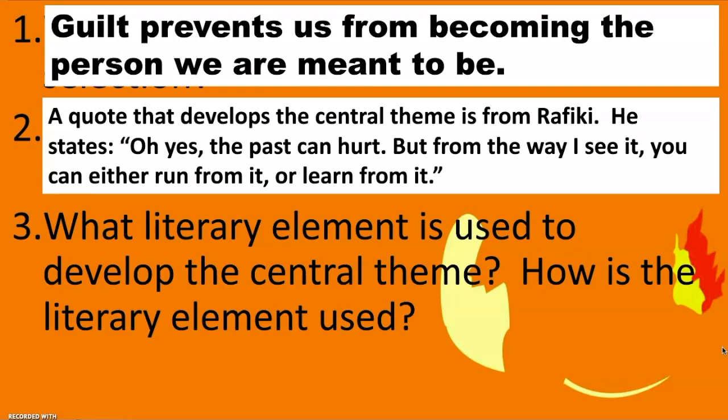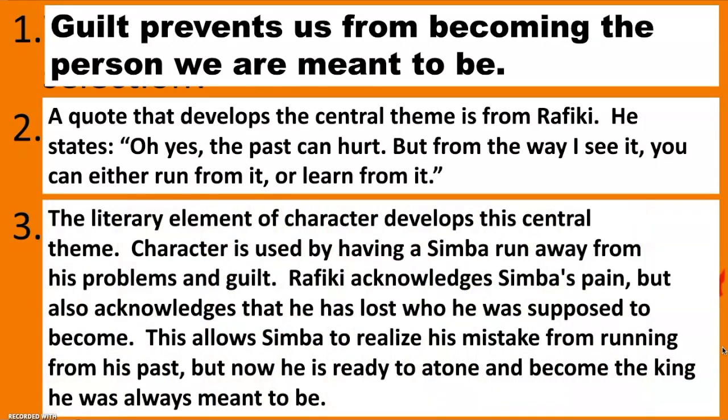Now the trickier question is what literary element is used to develop the central theme, and how is this literary element used? So for me, I would focus on character, because we have a character who is literally running away from his problems and guilt. We see that with Simba. Now when he speaks to Rafiki towards the end of the film on his way back to Pride Rock, Rafiki acknowledges Simba's pain, but also acknowledges that he has lost who he was supposed to become. Speaking with Rafiki allows Simba to realize his mistake from running from his past, but now he is ready to atone and become the king he was always meant to be.